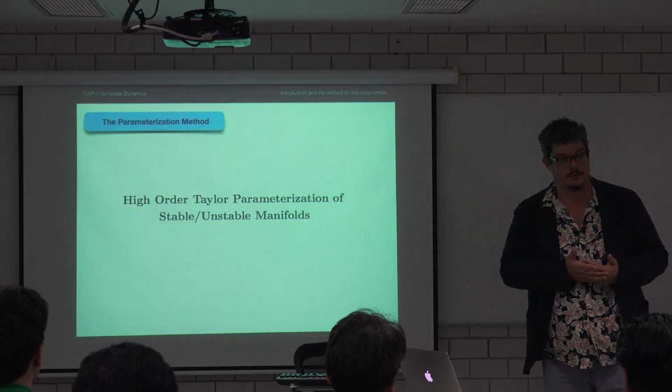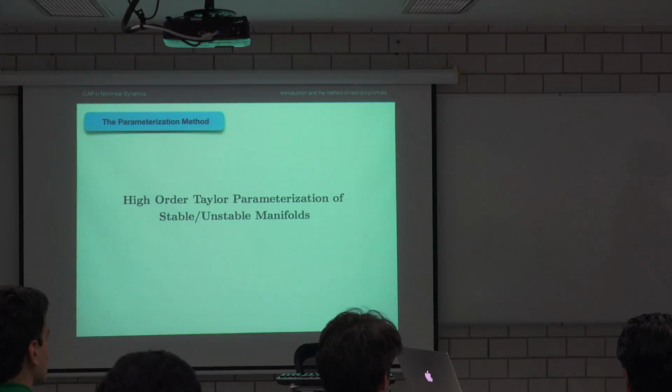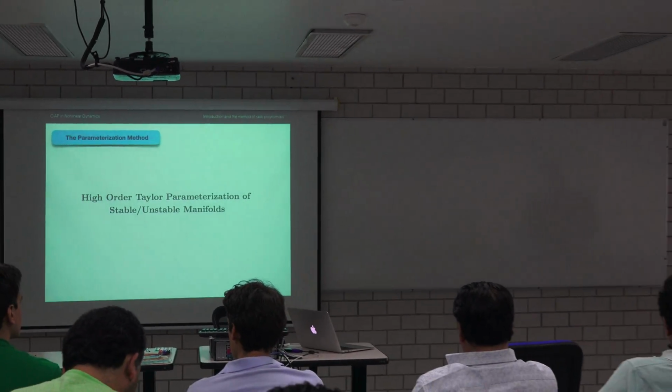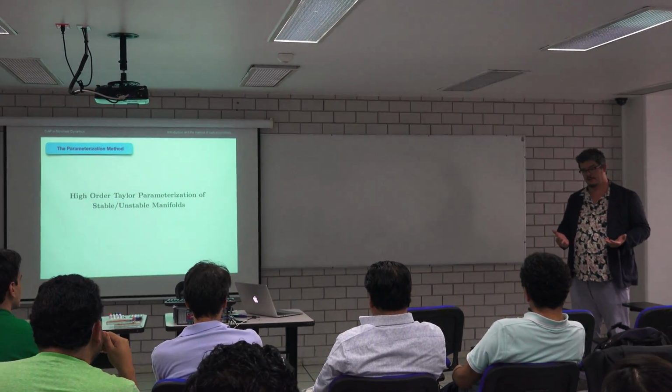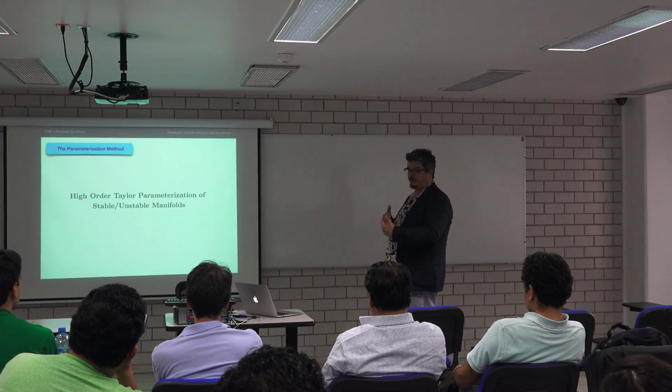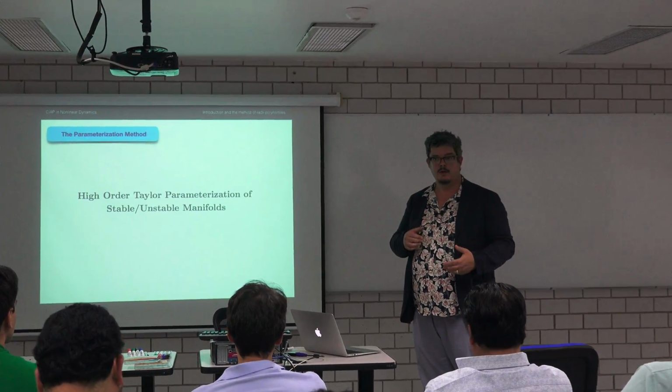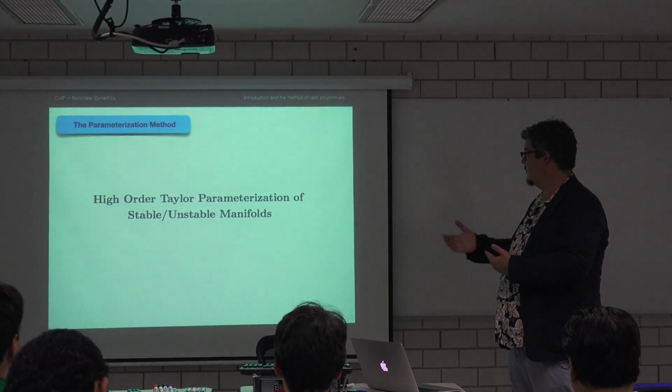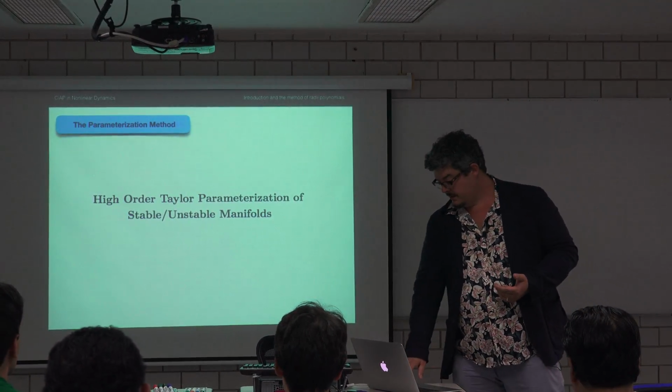Now, where do I want to use this? Remember, I started the talk talking about connecting orbits for stable and unstable manifolds. So what I'd like to do is advect the boundaries of some stable and unstable manifolds. Well, first I need the stable and unstable manifolds. So this is what I'll talk about now. Okay?